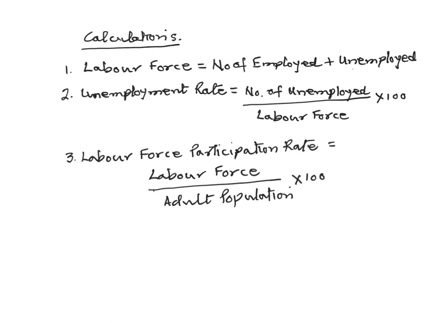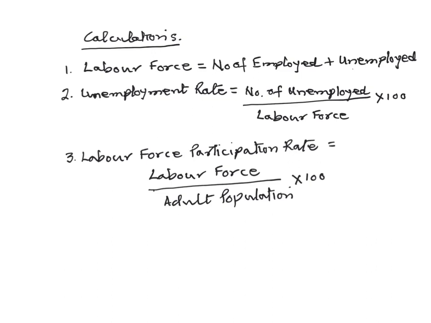Once the ABS has placed all the adults of the survey in a category, it calculates various statistics to summarize the health of the labor market. The first calculation is called the labor force, which is the sum total of workers, including both the employed as well as the unemployed. The second measurement is called the unemployment rate.